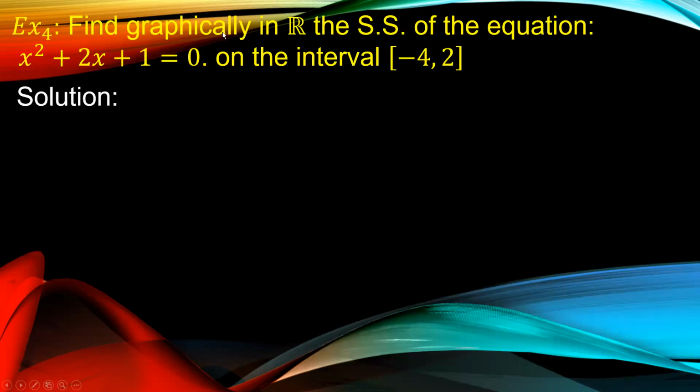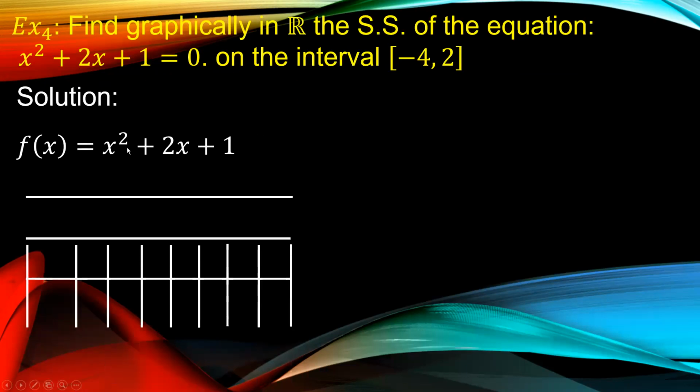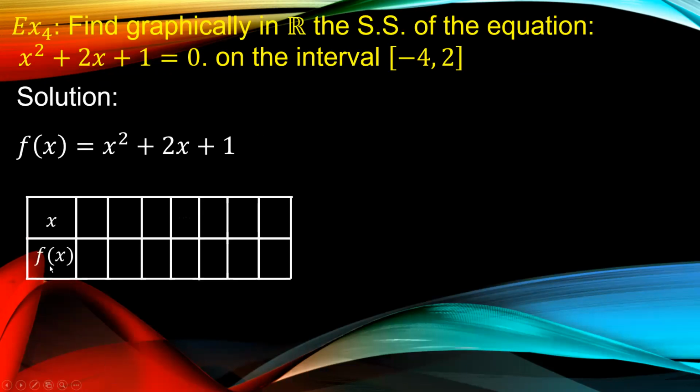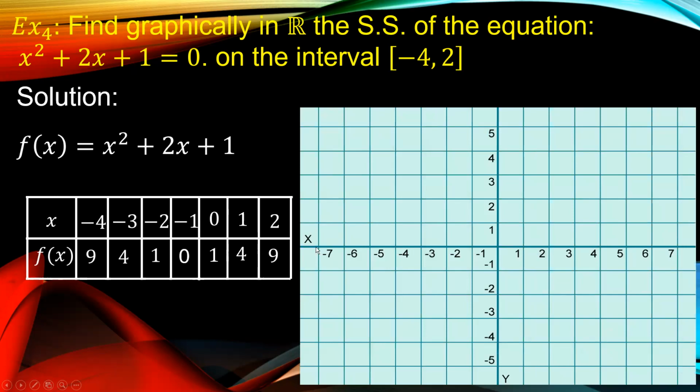Also, I can solve this equation by the general formula. Example 4: find graphically the solution set of the equation x power 2 plus 2x plus 1 equals 0 on the interval negative 4 and 2. Also, I will draw the table and write x, f of x, and put all points on the interval: negative 4, negative 3, negative 2, negative 1, 0, 1, and 2. We studied it before in grade 9.